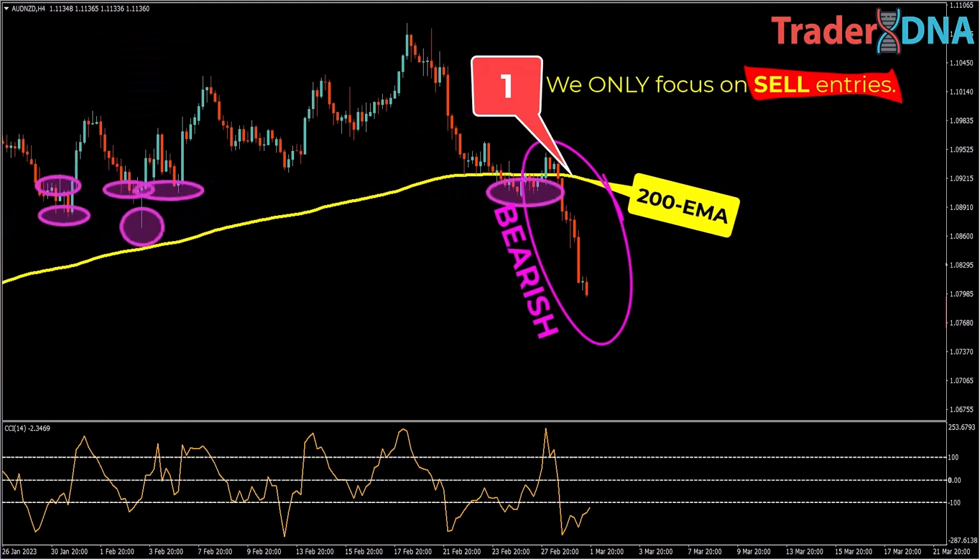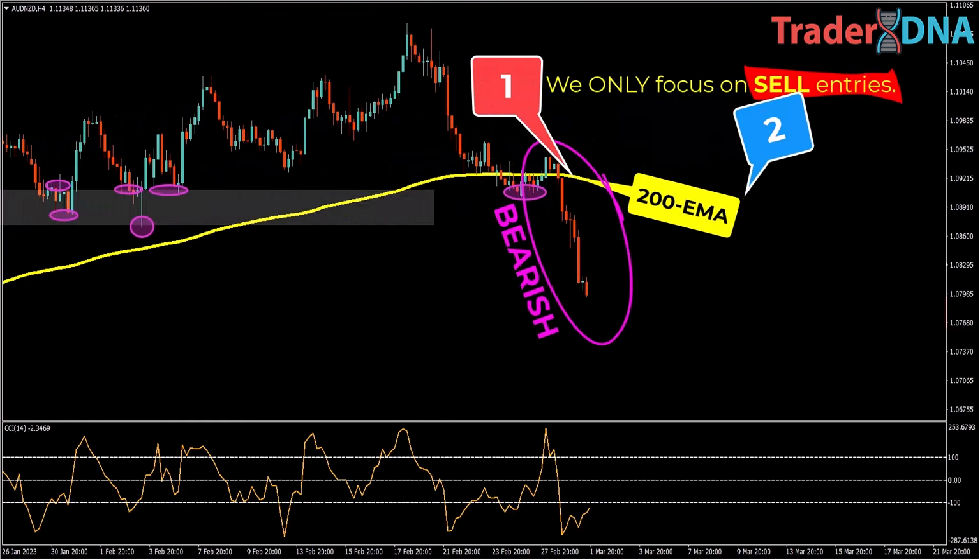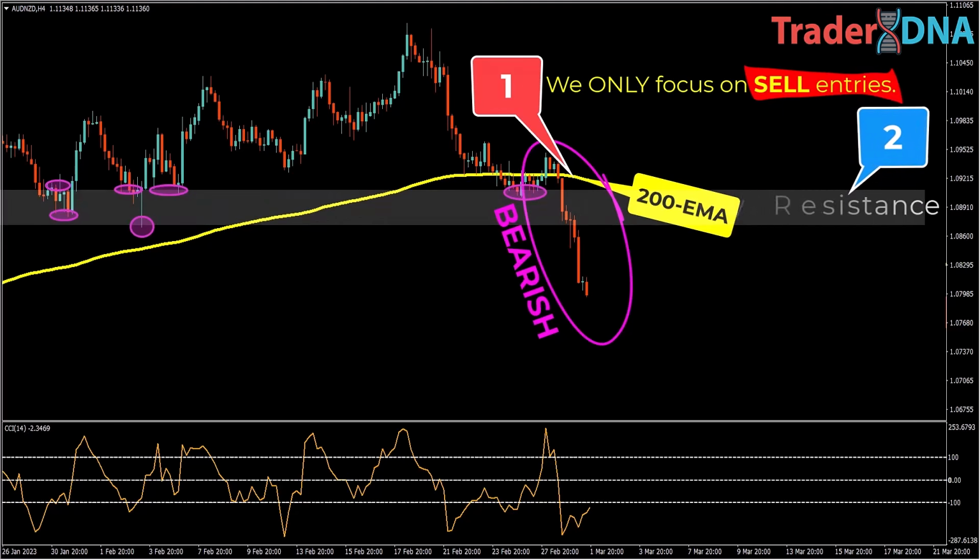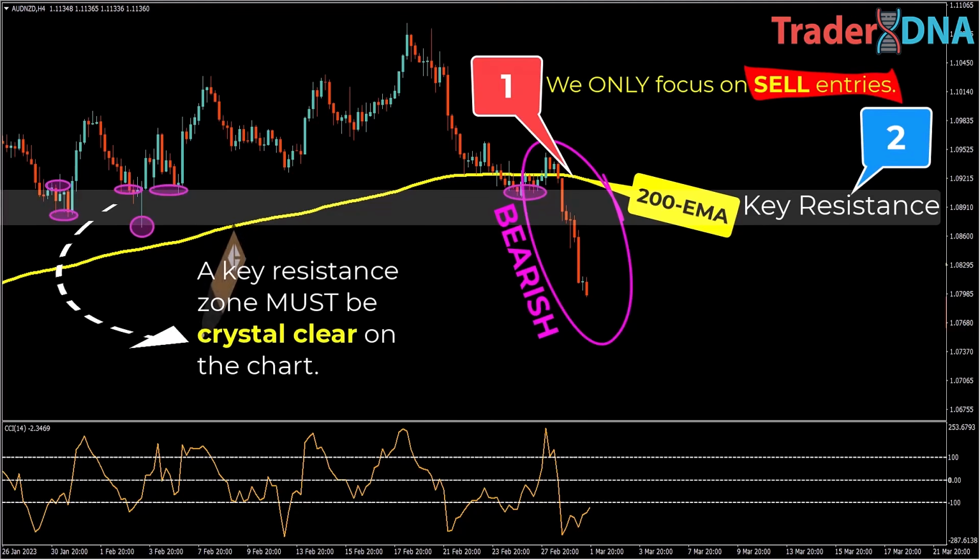Step 2, we need to find the key resistance zone, the zone that actually has power in the market. And listen, this is crucial. A resistance zone must be obvious, crystal clear, and undeniable on the chart. You cannot invent it. You cannot force it. If it's fake, other traders won't see it, and if they don't see it, it's worthless. The market only reacts to zones that are visible to everyone.